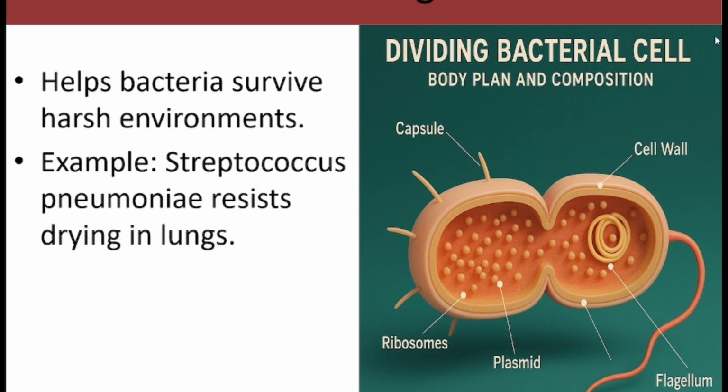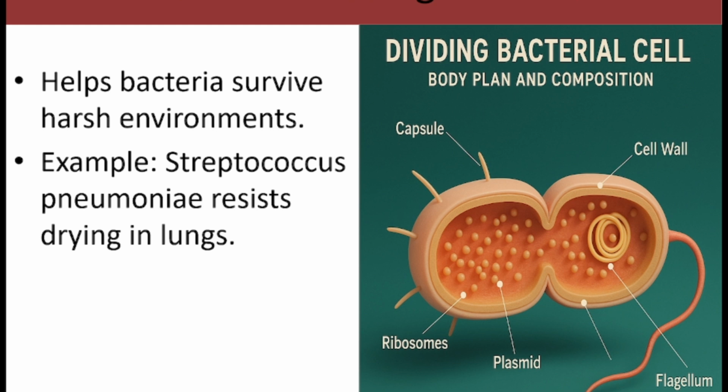But at this point, you should know that the classification of bacteria into gram positive and gram negative is basically because of the thickness of the cell wall. Okay, so that has helped us to do that.